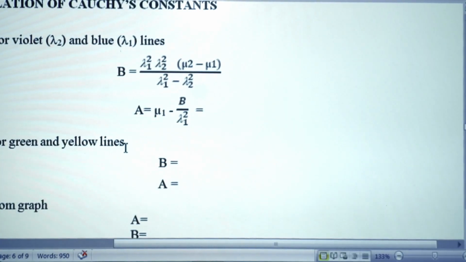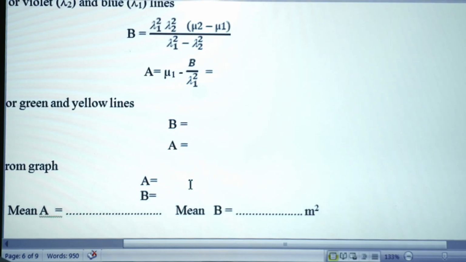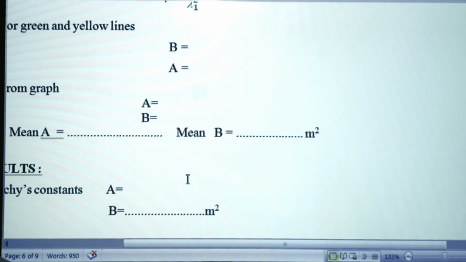Similarly, we can calculate B for another set, that is green and yellow. Take green as lambda 2 and yellow as lambda 1, then mu 2 and mu 1, and again B is calculated. Then the mean B is found, and similarly the mean A is calculated. A graph is also plotted, and from the graph also we can determine the values of A and B.